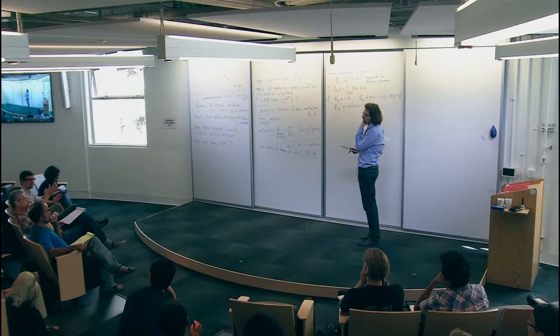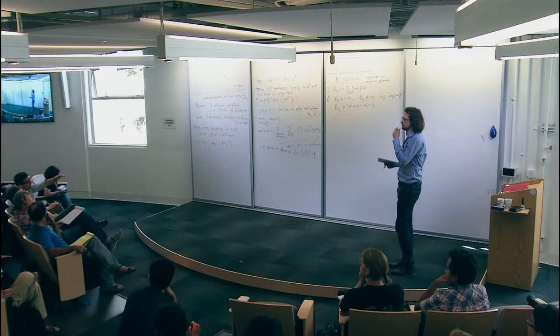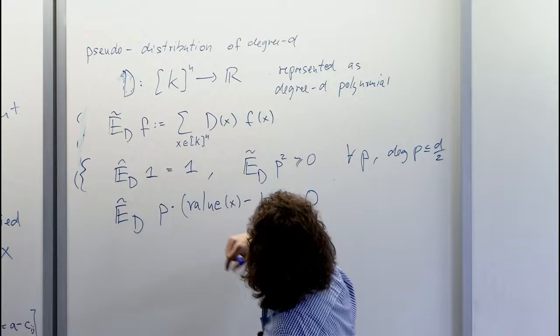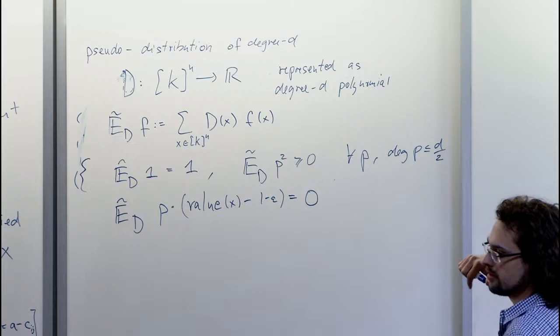There's no actual distribution. So up to the second to last line, that's the definition of a pseudo expectation. The new line, the last line, that's not part of the definition of a pseudo expectation.